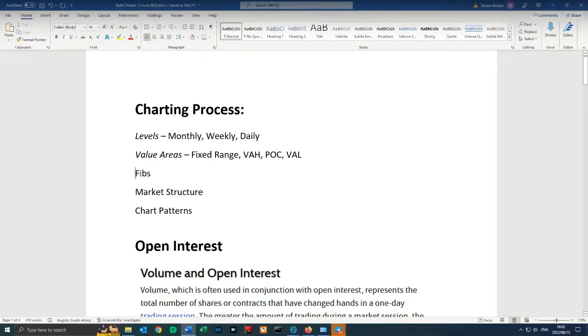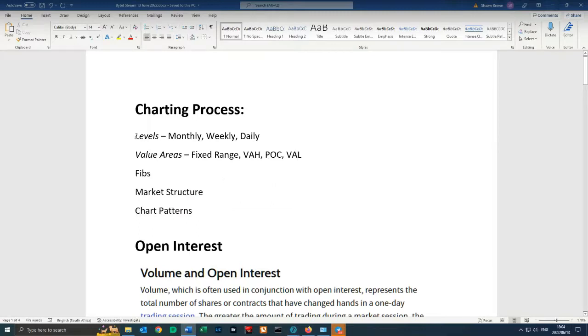I then go and pull fibs on my chart to see where the possible reversal levels are going to be. I then look at market structure, because obviously market structure is really important in terms of your trading process. In terms of bullishness and bearishness, if the market is making lower lows, you know that the trend is down. If it's making higher highs, you know that the trend is up. And then I go and look for chart patterns.